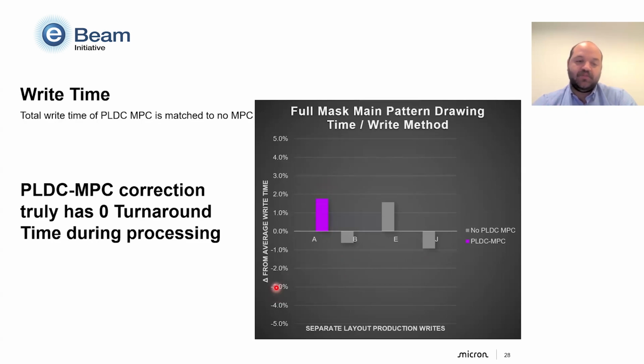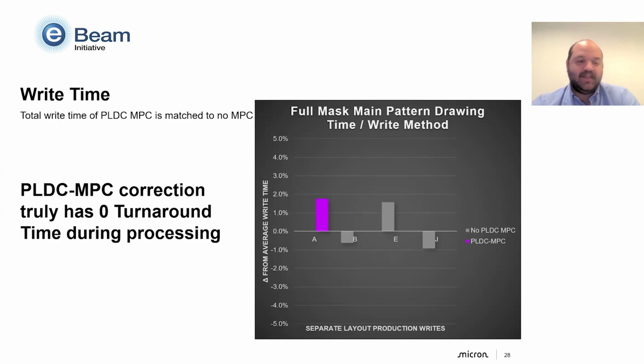This is the delta from the average write time. So the write time of the 3 no PLDC masks were taken, and the deviation from that was calculated. We see about a 1.8% deviation, which is within the noise of the other layouts. There are corrections run to run, which change the layouts. So this is within the noise of that run to run variation.